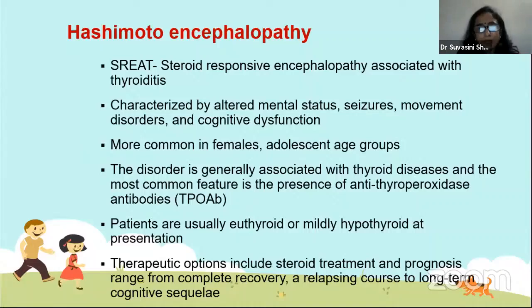It's more common in females, especially adolescent age groups. This disorder is generally associated with thyroid diseases, and the most common present feature is the presence of anti-TPO antibodies. But just getting a thyroid testing may not get you the diagnosis because patients are usually euthyroid at presentation. So you must get a TPO testing done, and if that is elevated, therapeutic options include steroid treatment. Prognosis ranges from complete recovery to a relapsing course, and sometimes, rarely, especially if the treatment is delayed, they may develop long-term cognitive sequelae.